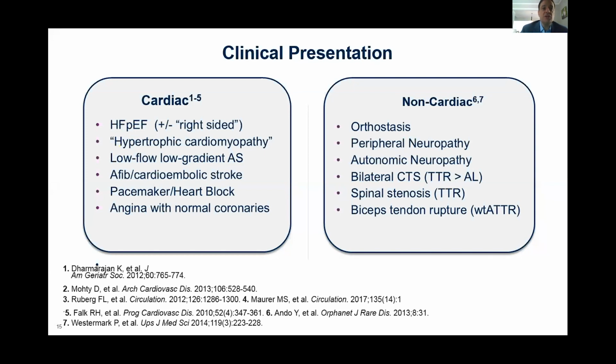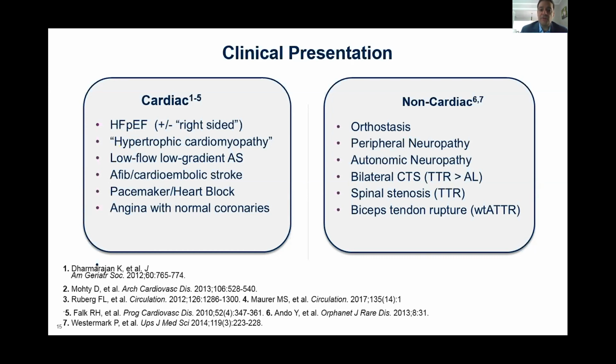Atrial fibrillation is quite common, and sometimes the first presentation is a cardioembolic stroke. Conduction disease leading to a pacemaker, and angiographically normal coronaries. But it's the non-cardiac involvement that can often give a lot of clues and increased suspicion. Orthostatic hypotension is often seen in some hereditary mutations, not very common in wild type, but it can happen. Peripheral and autonomic neuropathy can be severe in some mutations.